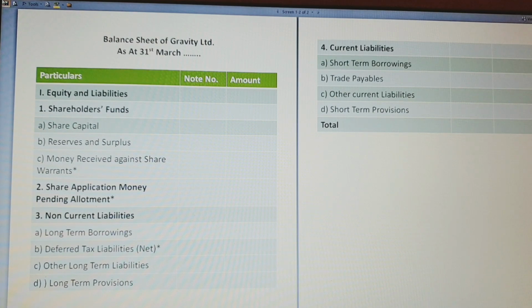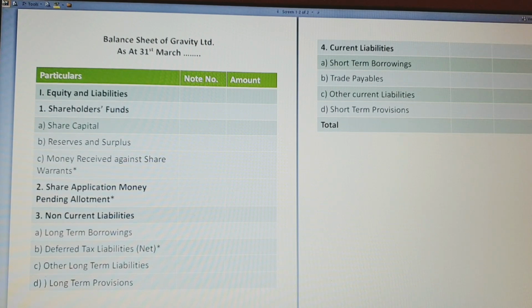Long-term provisions meaning you know for sure that a certain amount you have to pay in the future. Maybe sums related to employees' provident funds and gratuity and all those things. So these are provisions you have created for long-term payment. This will be under long-term provisions. Point number 4 is current liabilities. These are short-term liabilities which need to be paid in the immediate future.